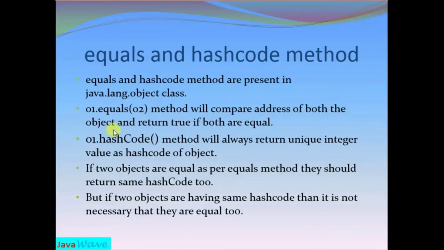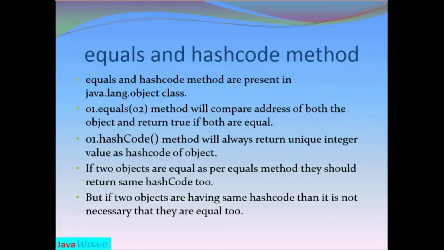So what will the equals method do? It will compare both objects and return true if their memory address is the same. It will simply compare their memory addresses, and if they are the same it will return true, otherwise it will return false. Whereas the hashCode method will return an integer value as the hashcode of the object, which is mostly the integer representation of that object's memory address.